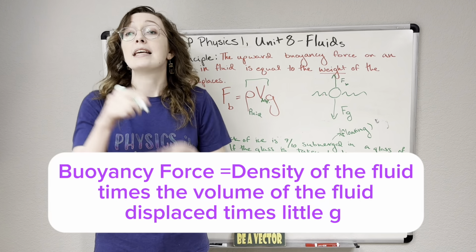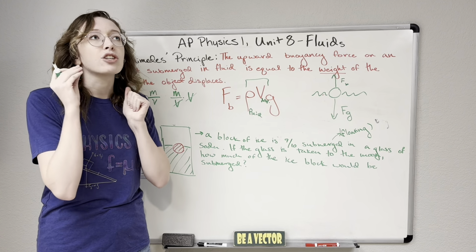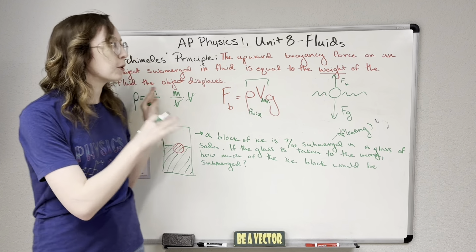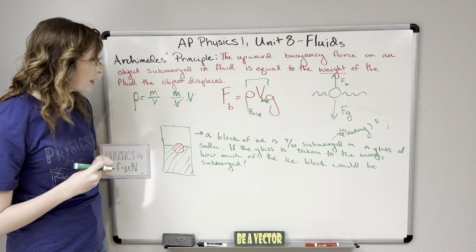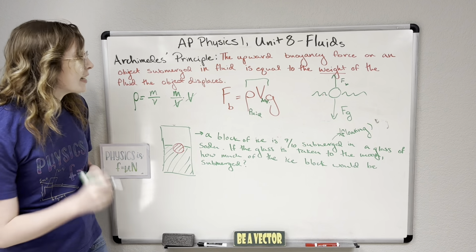Now, I could talk at you guys about physics all day. I really love talking about physics, but that's not super helpful. So let's actually start diving into a few examples of seeing how this works, because word salad is only helpful up until a point, right? So here I have a block of ice sitting in a beautifully and artistically drawn can of soda, or a cup of soda. So I have a block of ice that's 9/10 submerged, floating in a glass of soda. If the glass is taken to the moon, how much of the ice block would be submerged?